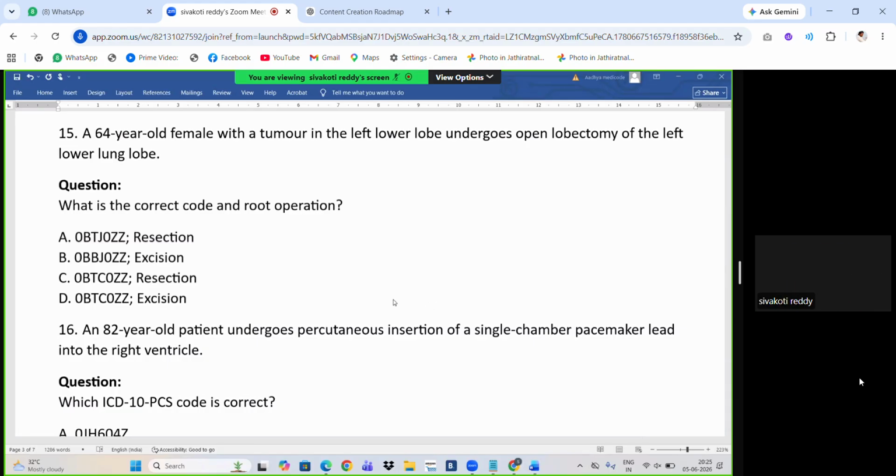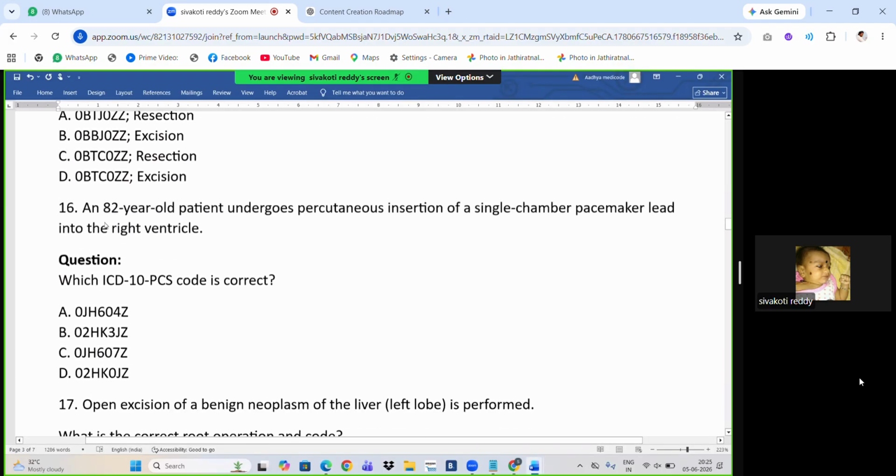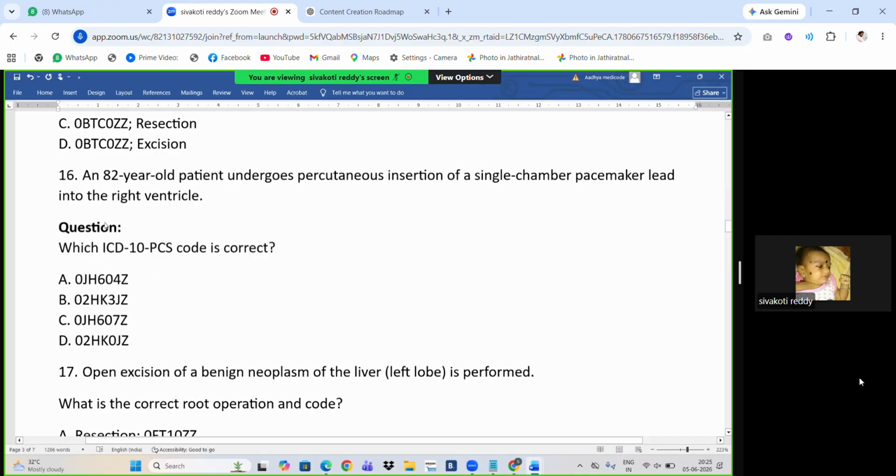See here, they given all are same options in the fifth character. So no need to check the approach, correct? 0 means they used open. That's it. No need to check any approach. Suppose here, find the approach.